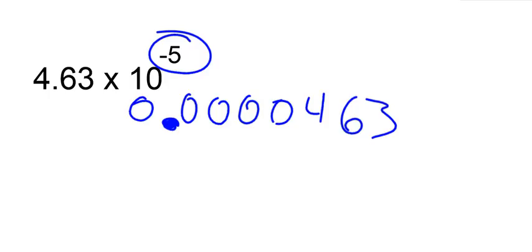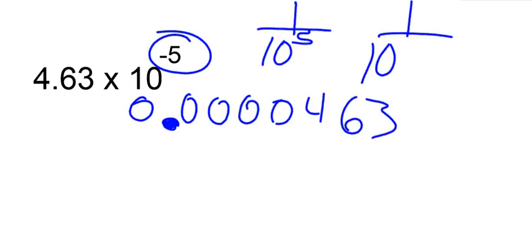We have this idea, right? Because 10 to the negative fifth is the same as 1 over 10 to the fifth, like that. And so we're going to move our decimal by that amount, right? We've talked about this when multiplying by powers of 10 and dividing by powers of 10. So this is where scientific notation connects with those powers of 10 rules.